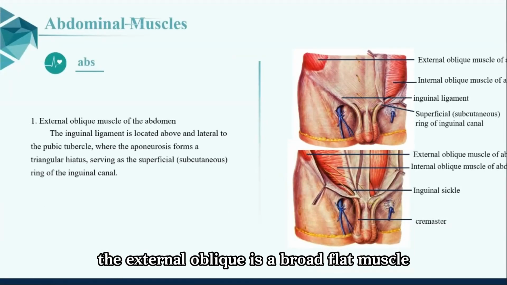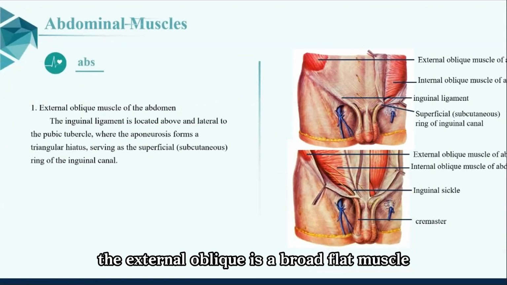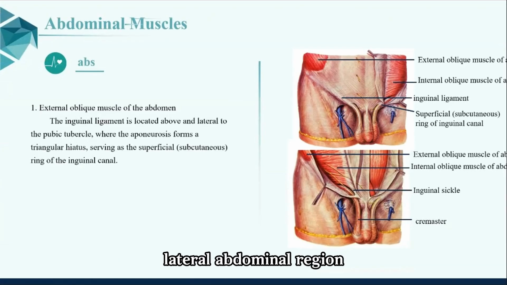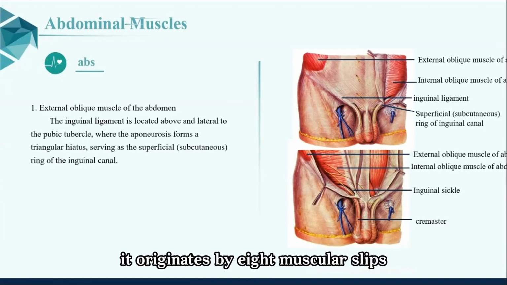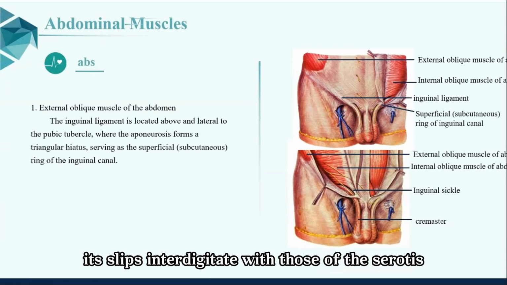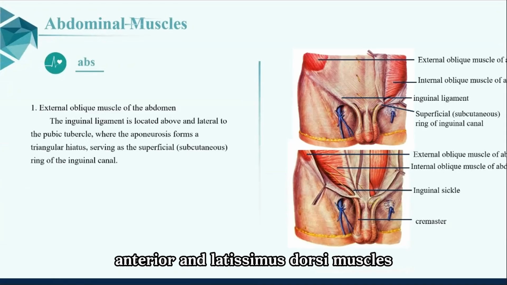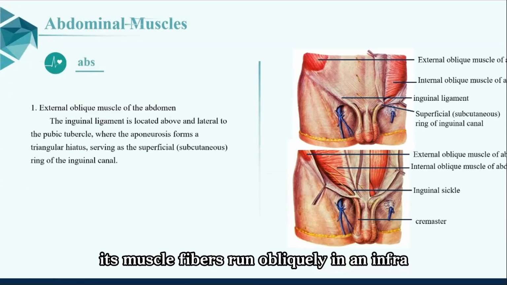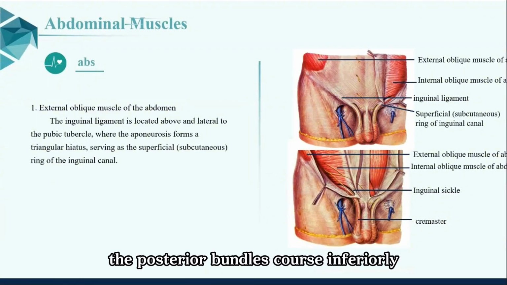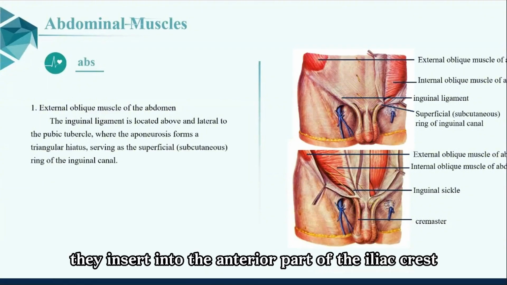The external oblique is a broad, flat muscle. It is located superficially in the anterolateral abdominal region. It originates by 8 muscular slips from the external surfaces of the lower 8 ribs. Its slips interdigitate with those of the serratus anterior and latissimus dorsi muscles. Its muscle fibers run obliquely in an infero-anterior direction. The posterior bundles course inferiorly. They insert into the anterior part of the iliac crest.